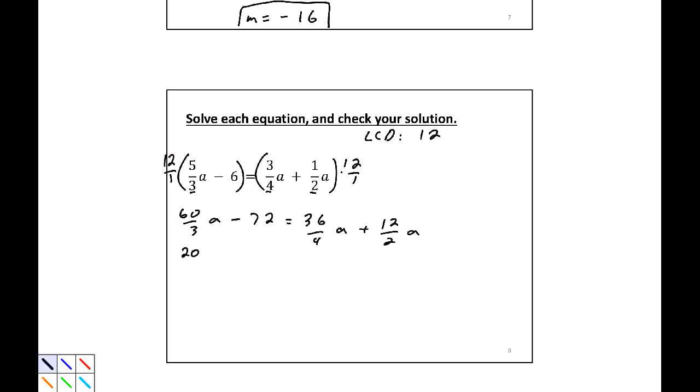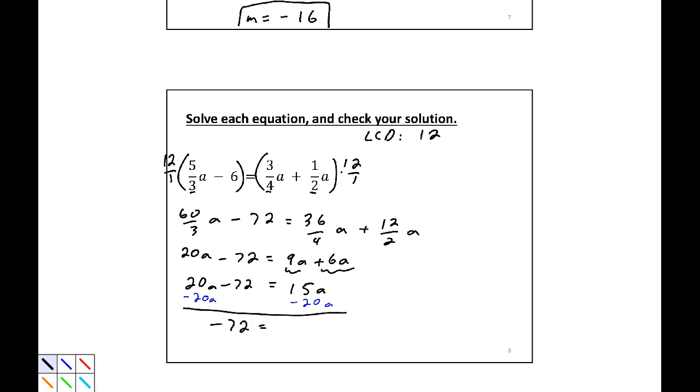Simplifying that, we have 20a minus 72 equals 9a plus 6a. On the right side, we can combine these two to be 15a. 20a minus 72. Now we can subtract 20a. So we have minus 72 equals minus 5a, and then dividing by minus 5, that will be a positive 72 fifths. Again, check as often as you can.